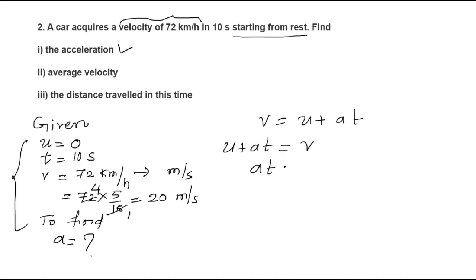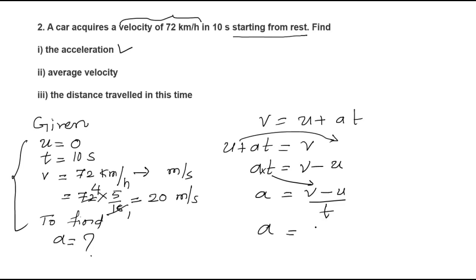And at is equal to v minus u, so u comes to this side with a minus, and therefore a is equal to v minus u by t. The t will be below, as it is a multiplication, and on the other side if you shift it, it becomes a division. So therefore a is equal to, v is how much? 20 minus u is 0 divided by t, and t is 10 seconds, which is equal to 20 by 10, and that is 2. Since it is acceleration, we should not forget the unit, 2 meter per second square.